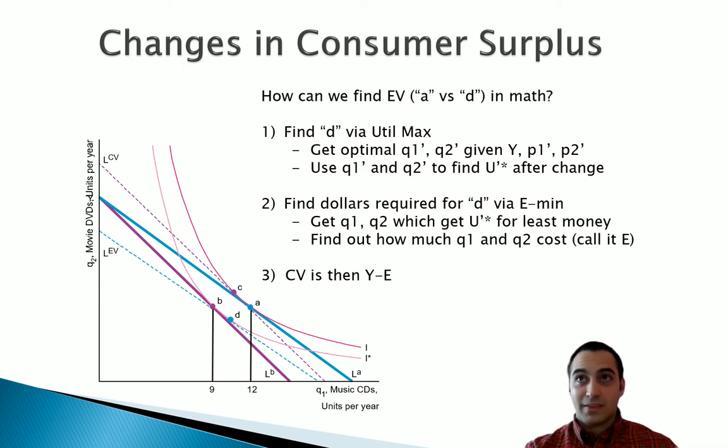The next task then is to find how many dollars it's required to get this U prime star at the original prices. To do that, find some Q1, Q2 which get you this U prime star for the least amount of money. Then, using these found Q1, Q2 values, times them by your original prices, and we'll get an expenditure we'll call E. Then Y minus E would be your, sorry, this is a typo, EV.